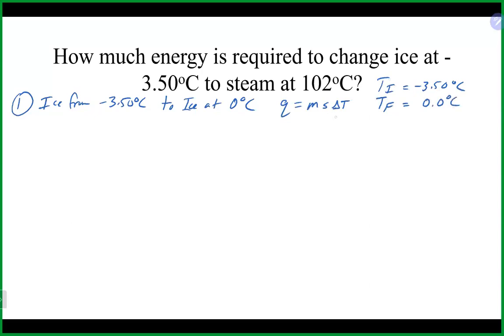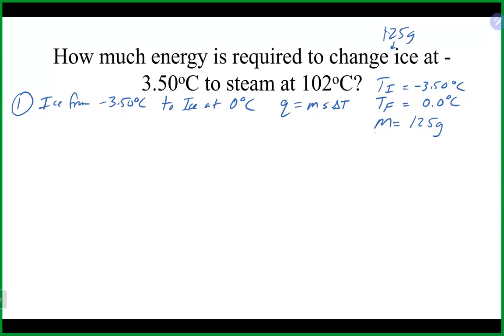And we have our mass. We don't have our mass, so let's just make a mass apparently. How much energy is required to change? Let's go with 125 grams of ice. That would be a good number to probably have. We'll add that in there. So we do have the mass now given to us, 125 grams.